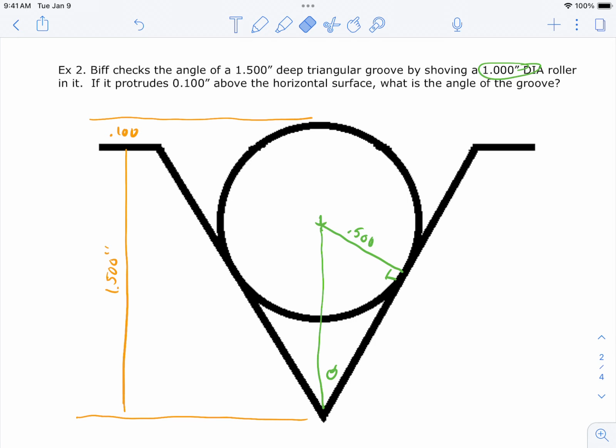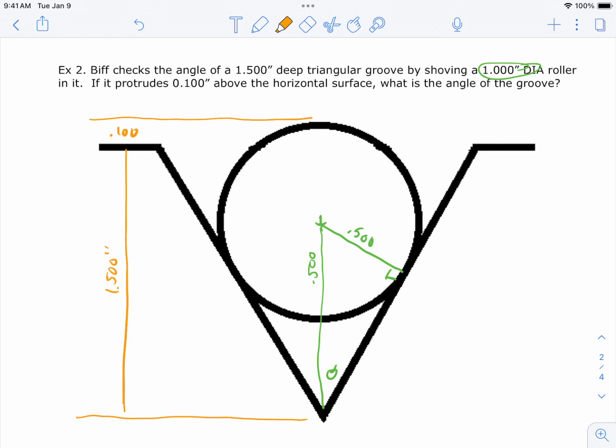I could also say that this is still talking about the radius, this is 0.500 inches. Now I'm only talking about from here to here. What I really need to figure out is how far it is from here to here, because then I'll be golden. Then I'll have my two sides of the triangle there. How can I get at that?